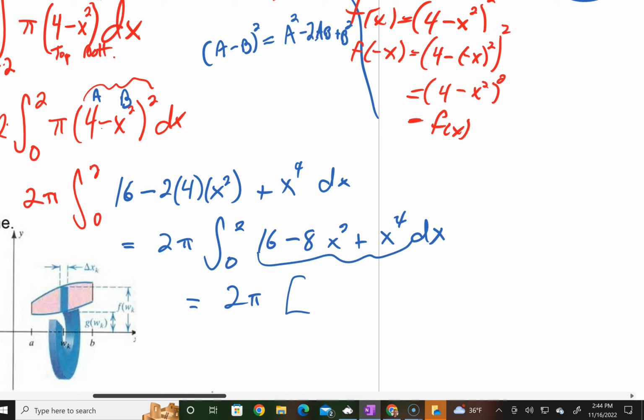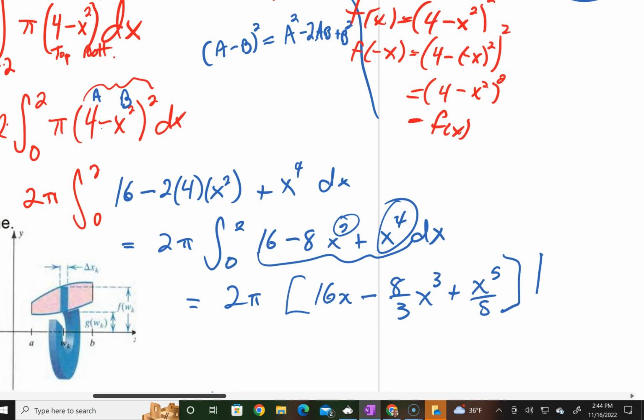What do we get, guys? What's the antiderivative of 16? That's the derivative of 16. 16x. How about this one? We'd have minus 8 thirds x to the 3rd. Ooh, what's the antiderivative of x to the 4th? X to the 5th over 5. And now you can see why it's nicer to not have that negative 2. Right? Now you're just saying, well, I've got my 2 pi here.